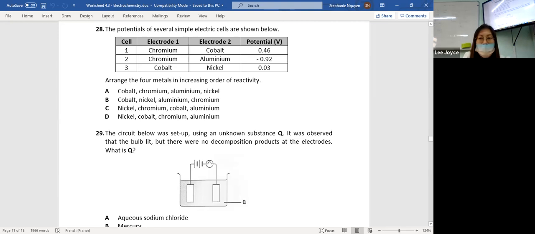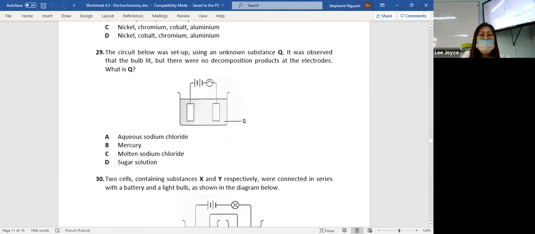For me, question 29. Now, for question 29, they say that there is no decomposition product. So which means that the substance Q is in its simplest form. So it must be an element, because you know the elements cannot be broken down any further. And the only element that can conduct electricity must be the metal element. So that's how we get B as the answer. Now, sugar solution is a covalent compound.